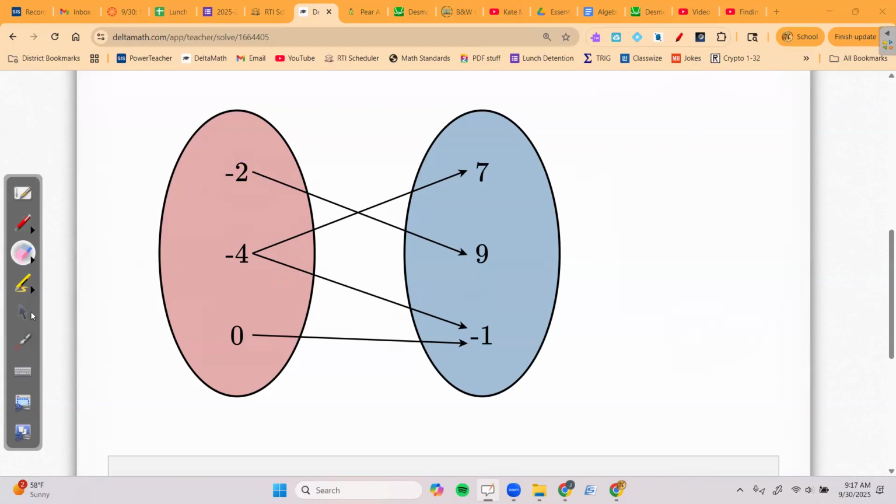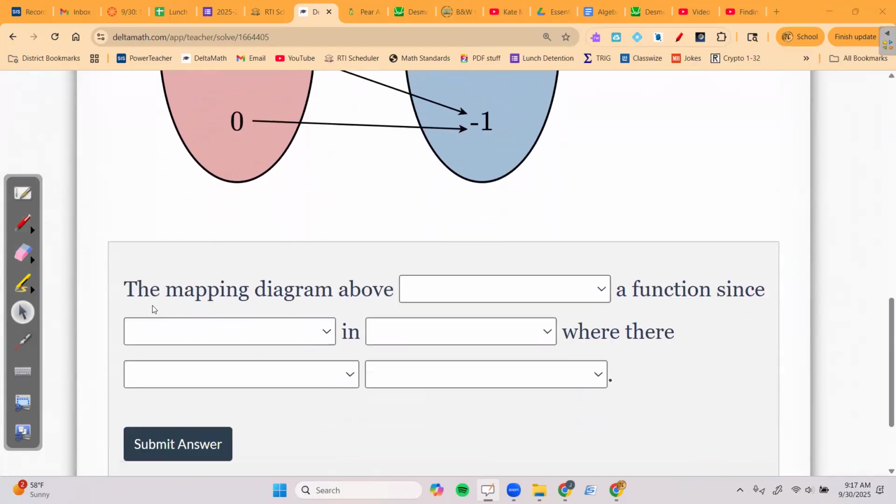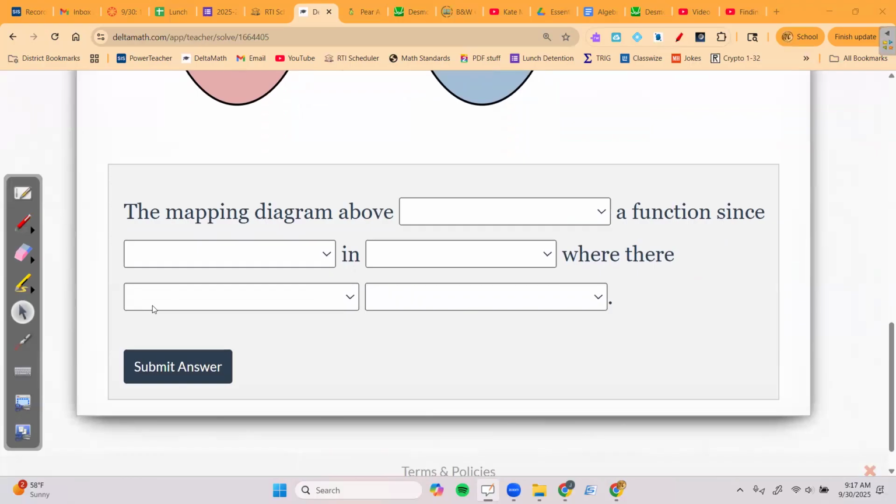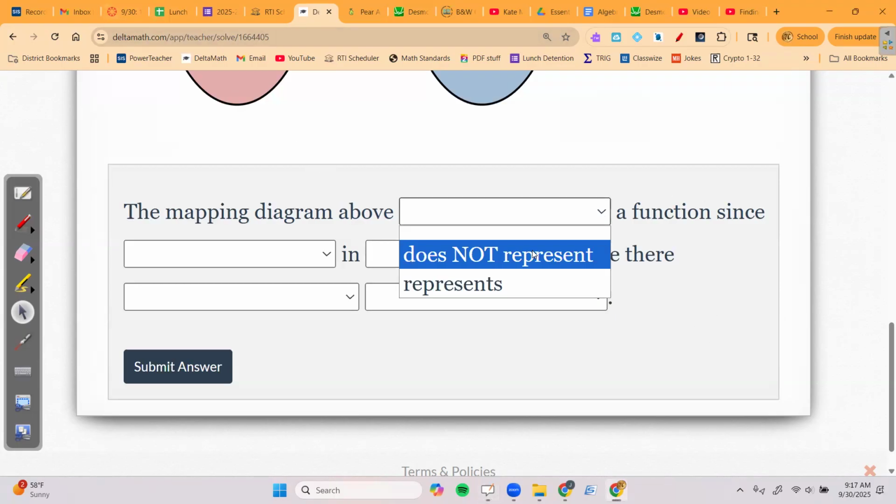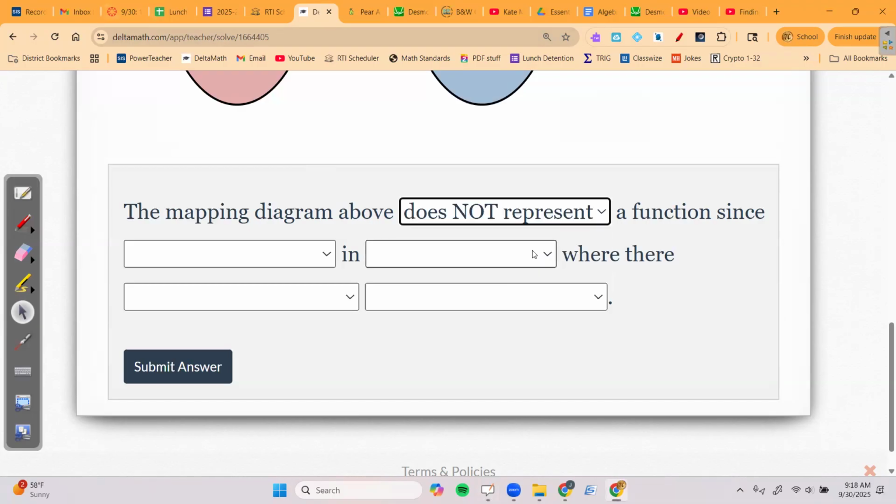Yes. Because now's the hard part. Are you ready? Look at all these answers. And I don't want you to feel like you can't do this. So here it goes. Every year I give these, and because I love the problems, there's just a little bit of a learning curve. First of all, does the mapping diagram show a function? No, we decided, so we're going to pick does not represent a function.